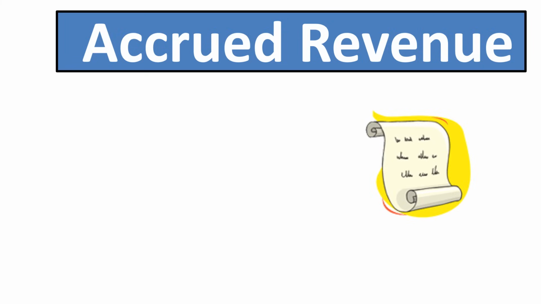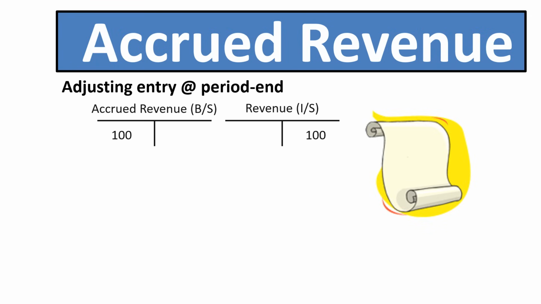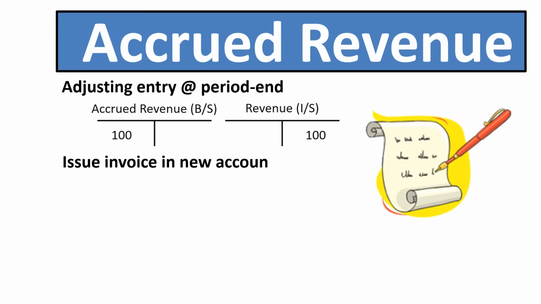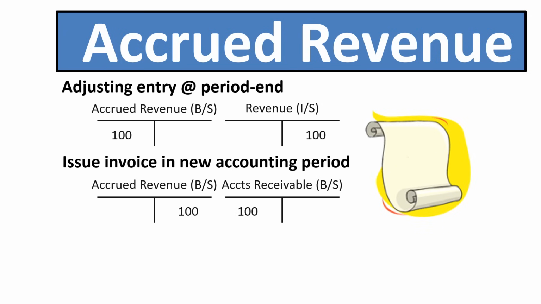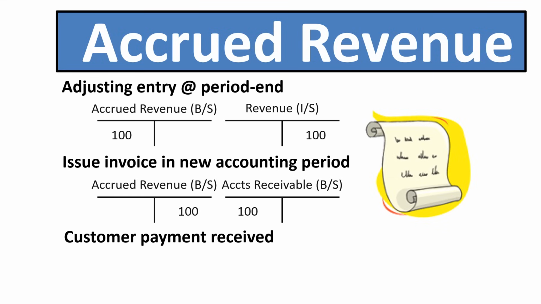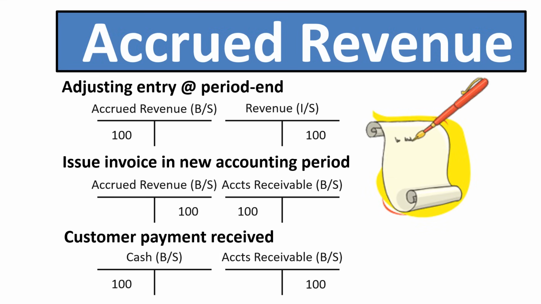Here are the journal entries for accrued revenue. Step 1 is the adjusting entry at period end. Debit accrued revenue on the balance sheet, credit revenue in the income statement. Step 2 is to issue the invoice in the new accounting period. Debit accounts receivable on the balance sheet, credit accrued revenue on the balance sheet. This brings the balance of the accrued revenue account on the balance sheet back to zero. It is cleared out. Step 3 is for the customer to pay the invoice. Debit cash, credit accounts receivable.